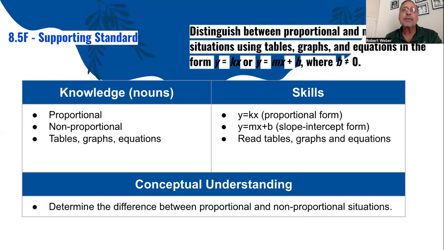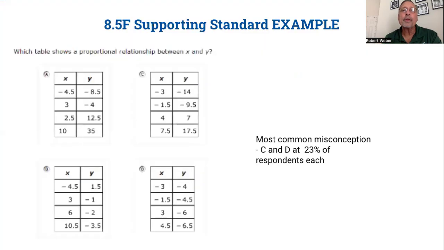8.5F, distinguish between proportional and non-proportional situations using tables, graphs, and equations. This is y equals kx, what you typically see for your proportions, and then y equals mx plus b, slope-intercept. Obviously we can graph from both, k being the slope. Which table shows a proportional relationship? Of course, the students will need to know that the graph passes through (0, 0).